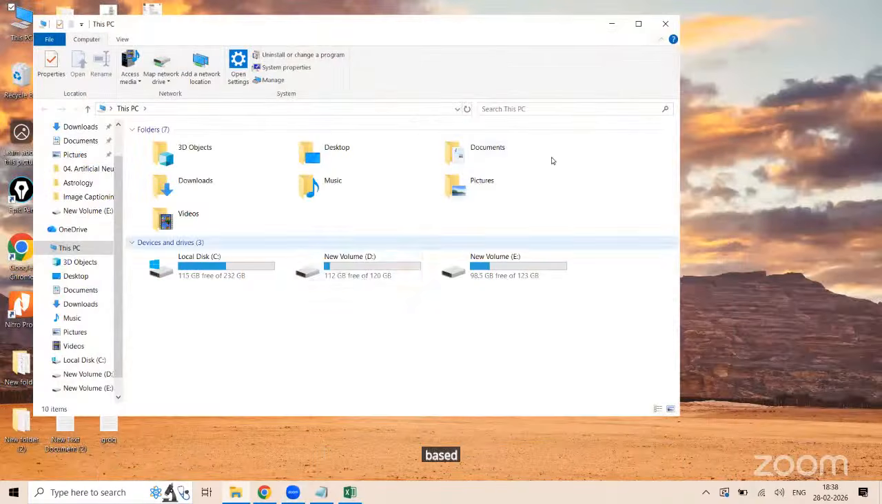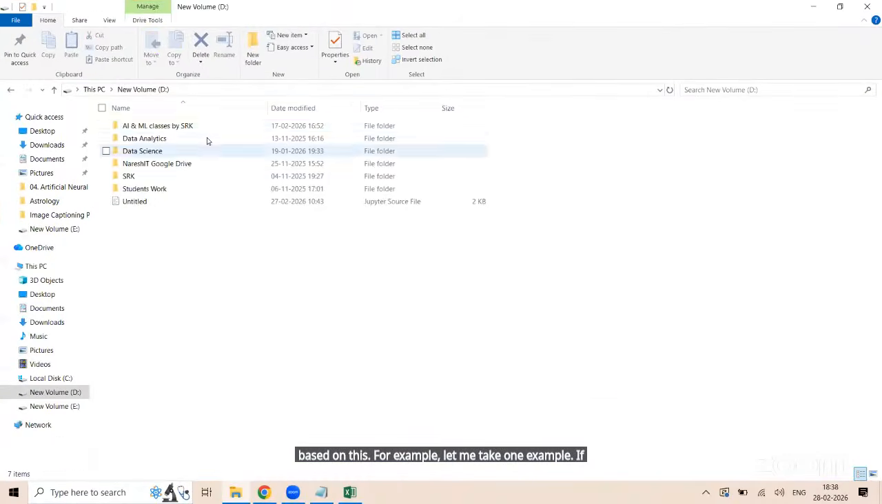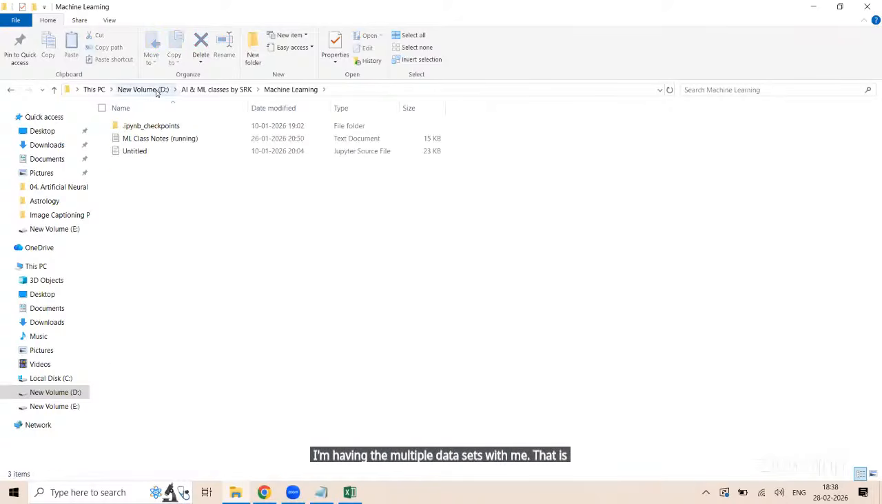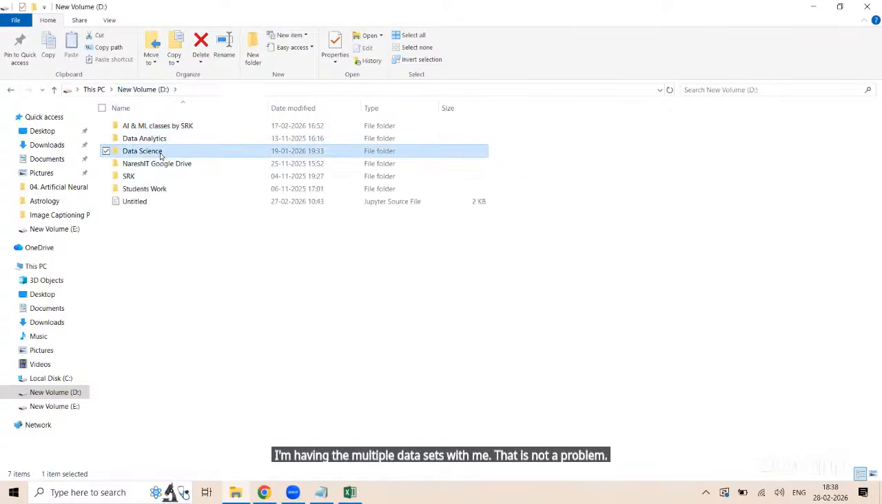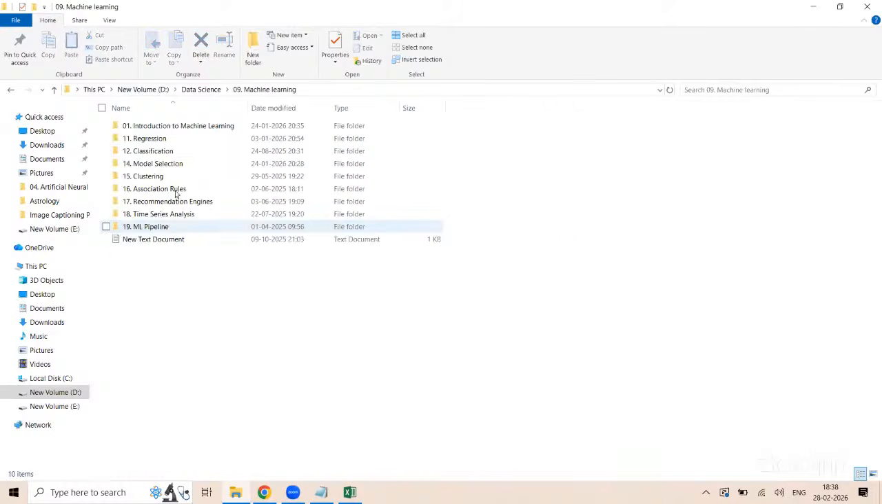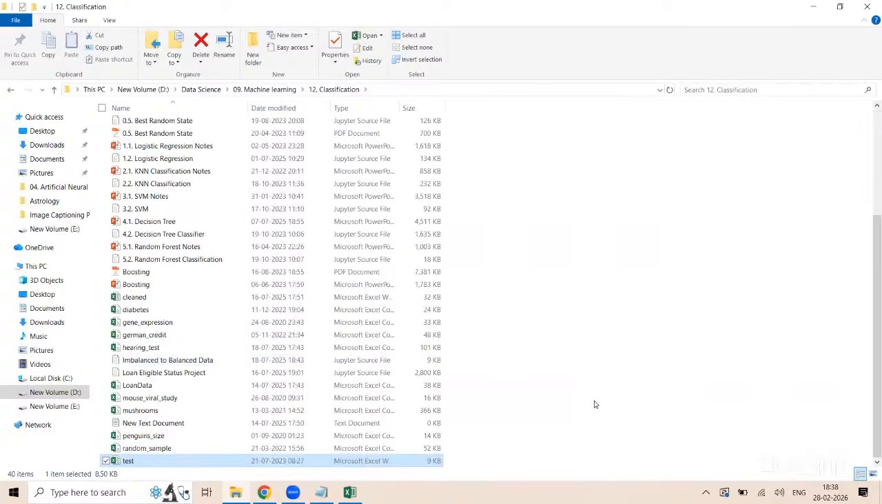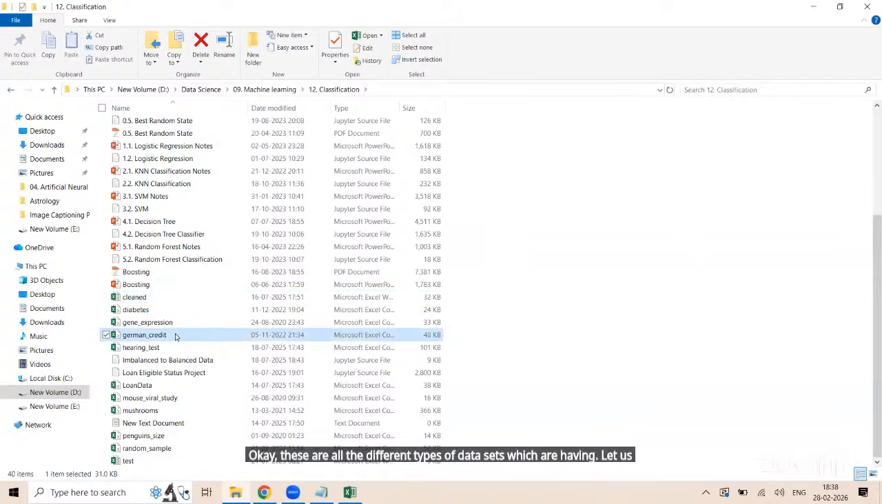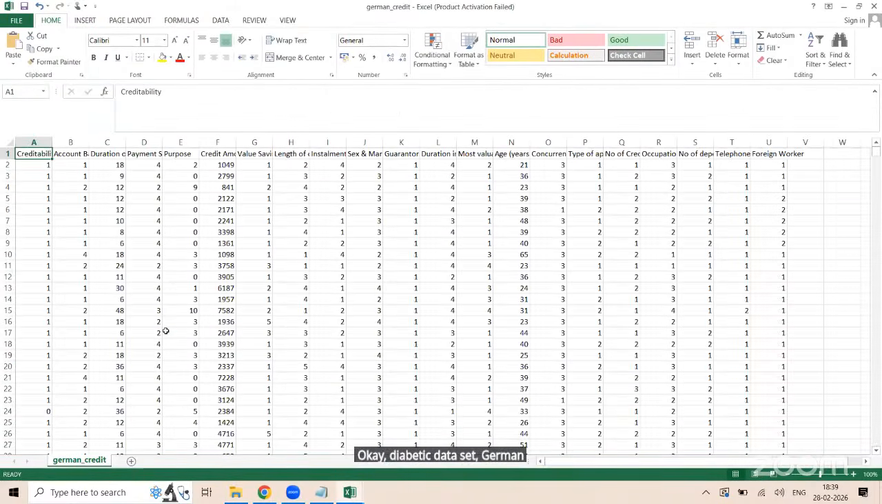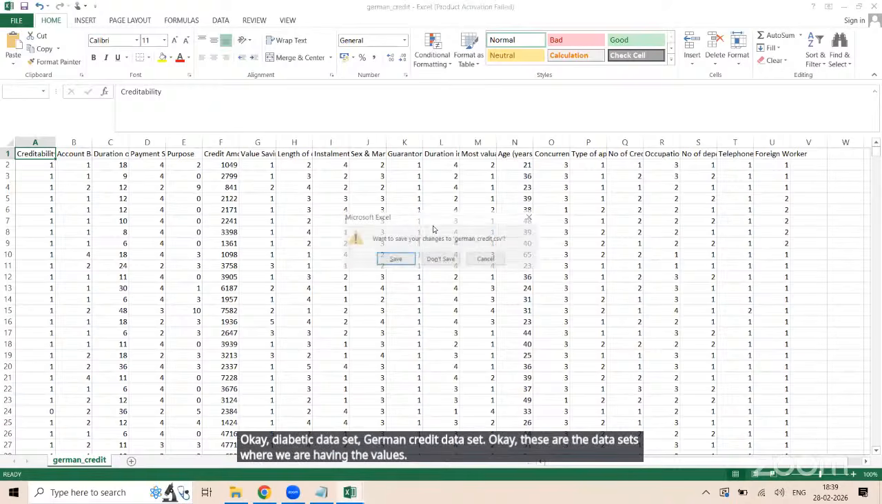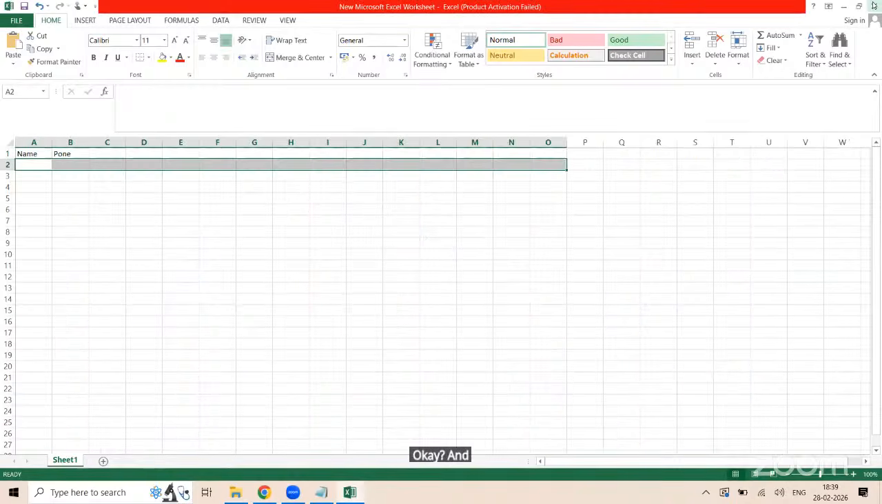Based on this, let me take one example. If I have multiple data sets with me, that is not a problem. These are all the different types of data sets which I have. Let us take one example: the diabetic data set, the German credit data set. These are the data sets where we have the values. Let me take one more example.